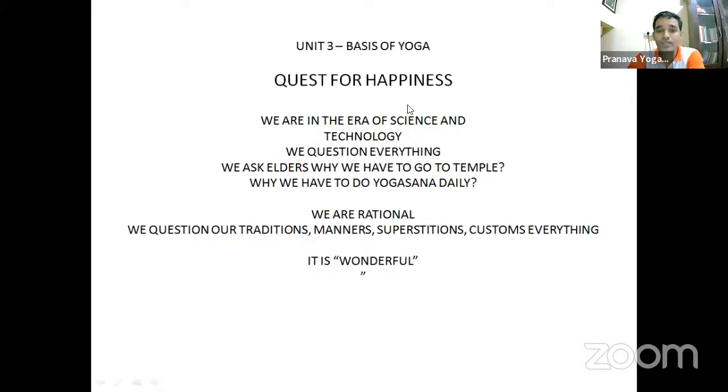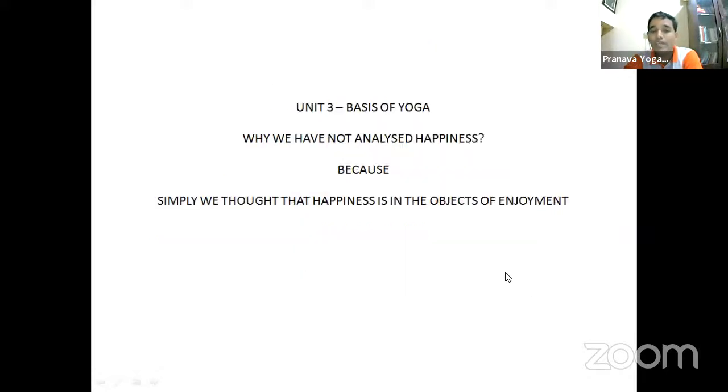Yesterday in the previous Why Yoga session, we were talking about how the quest for happiness starts when you are spiritually questioning. We are in the era of science and technology. We question everything. We ask elders why we have to go to temple, why we have to do yogasanas daily, why we should practice rituals properly. So we are rational. We question our traditions, manners, superstitions, customs, rituals, everything. It is wonderful to question and practice instead of following blindly. Isn't it? Moving on, why have we not analyzed happiness? Why have we not questioned happiness? Are we really happy with what we are doing?